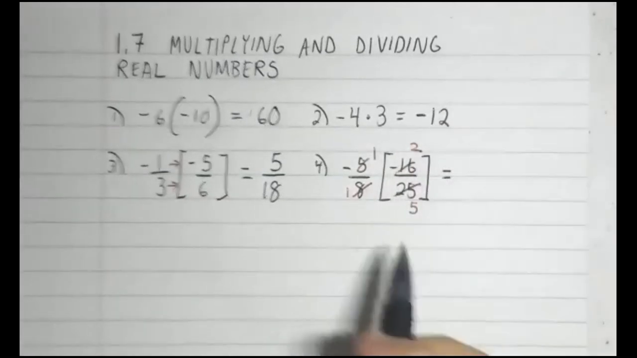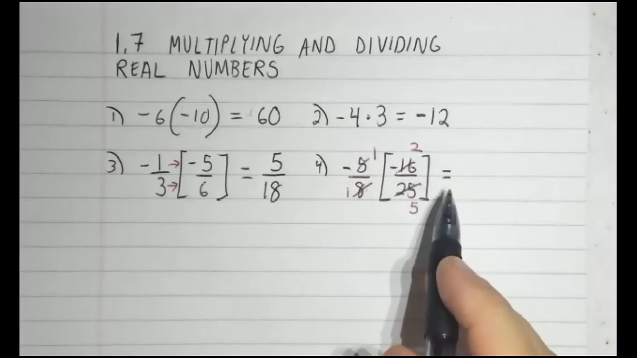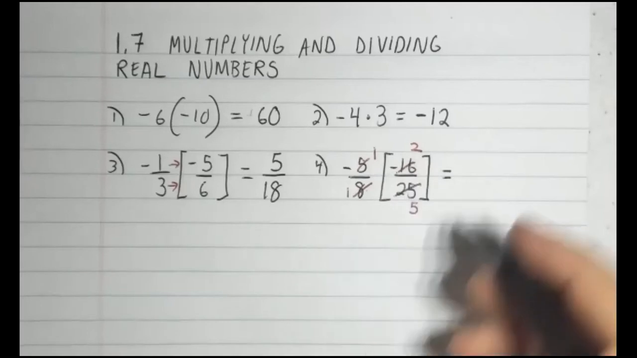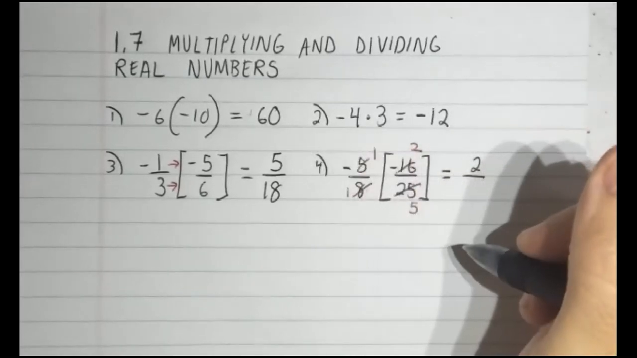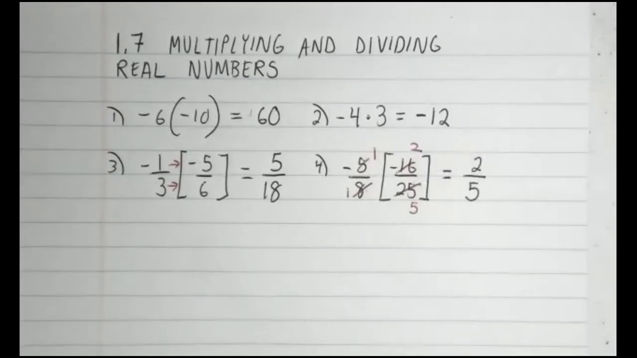All right, let's talk about our signs. I have a negative times a negative. A negative times a negative gives me a positive value. So now I'm just doing 1 times 2, which gives me 2. And 1 times 5 gives me 5.